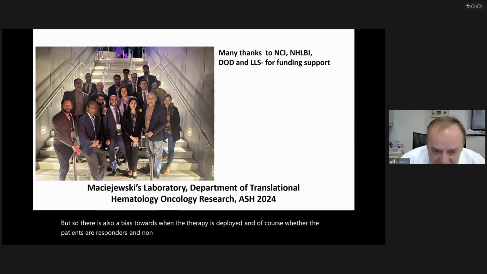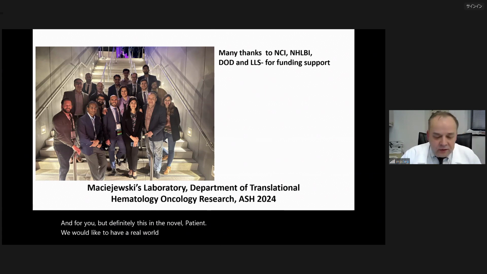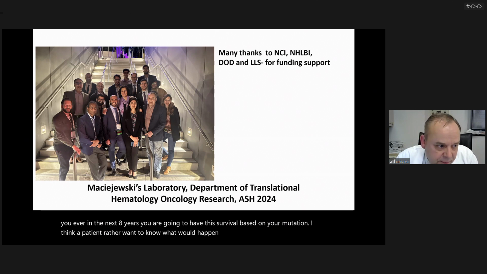So I don't have an easy answer for you, but definitely in the de novo patient, we would like to have a real world scenario, and nobody would assume, okay, if we don't treat you ever in the next 8 years, you are going to have this survival based on your mutation. I think a patient would rather want to know what would happen if everything is done correctly.